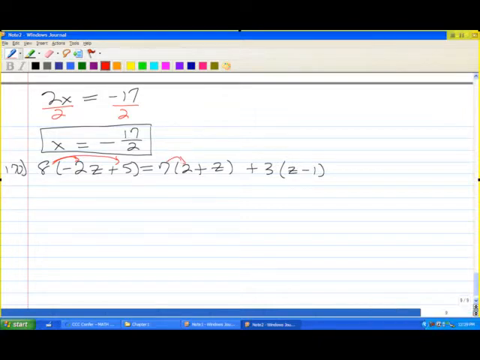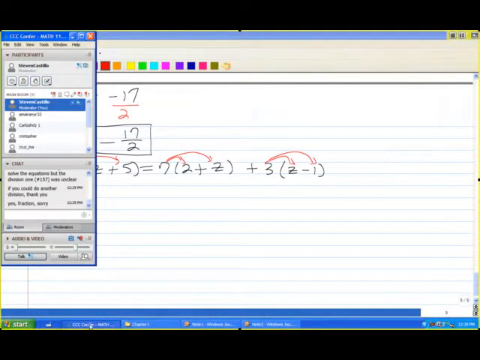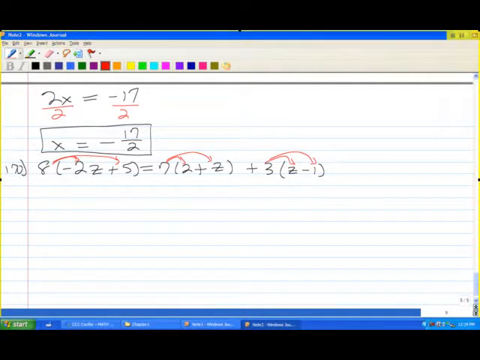Okay, so let's multiply by 8, by 7, and by 3. Positive times negative is negative. 8 times 2z is a negative 16z. 8 times 5 is 40. 7 times 2 is 14. 7 times z is 7z. 3 times z is 3z. 3 times negative 1 is a negative 3.